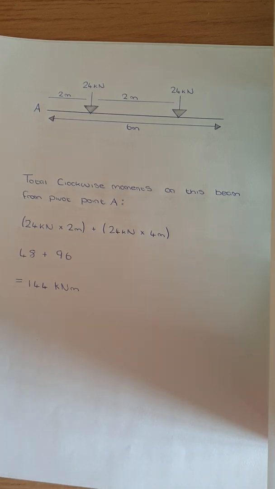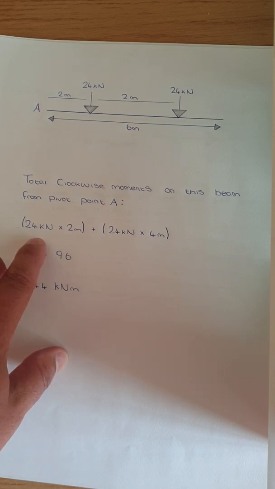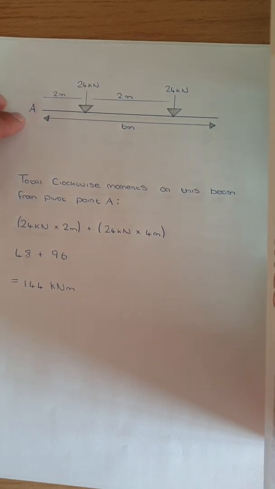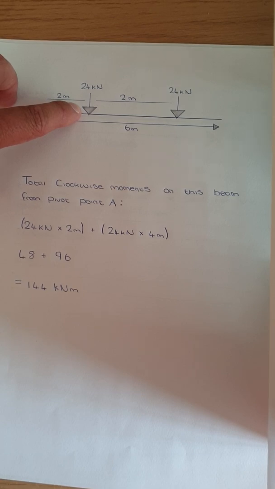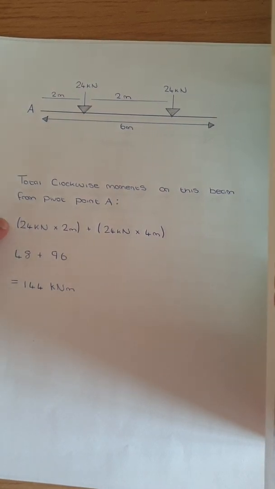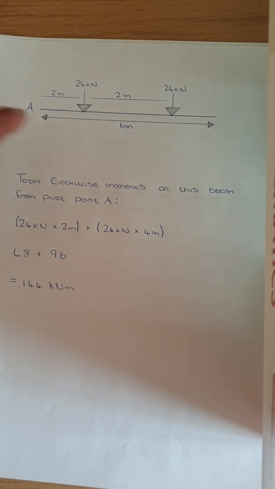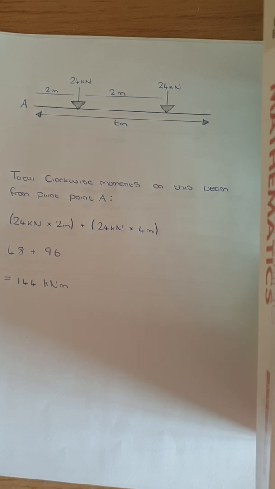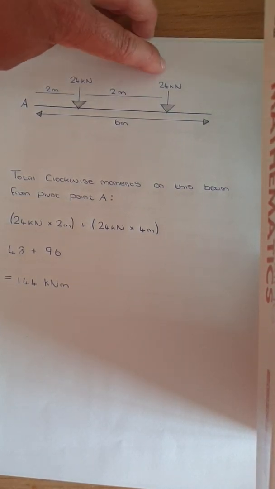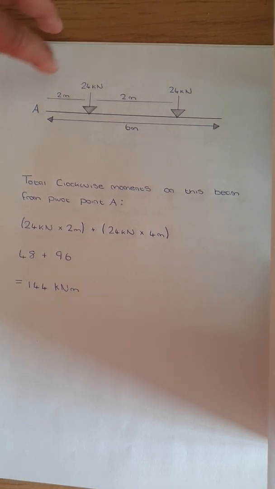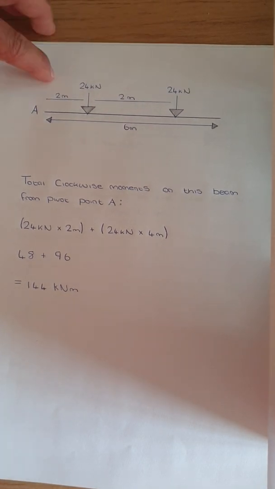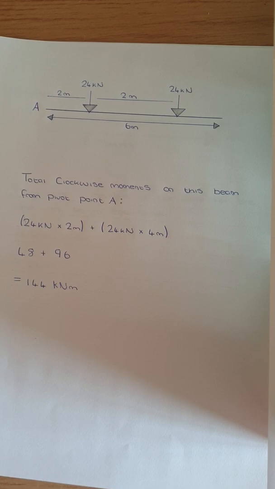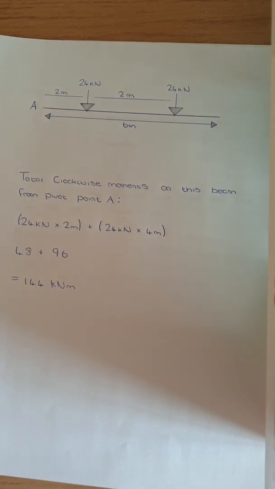As you can see, we have 24 kilonewtons times 2 meters, because that's the distance here from the pivot point. So we have 2 meters, then the 24 kilonewton force acting down. So we do 24 kilonewtons times 2, the 2 meters from the pivot. Then we add that to 24 kilonewtons, which is the second point, times 4, because that is 4 meters from the pivot point.